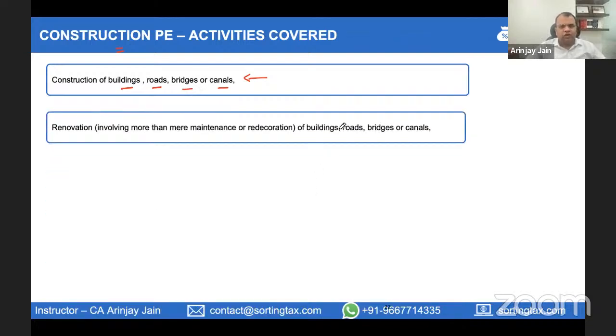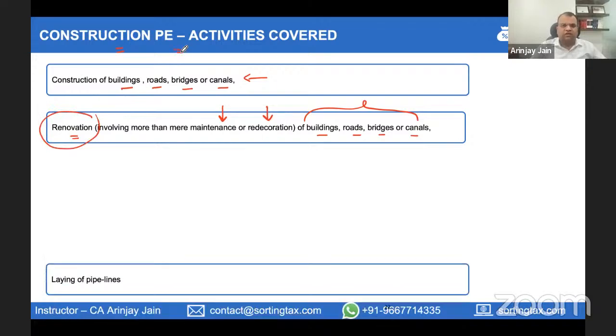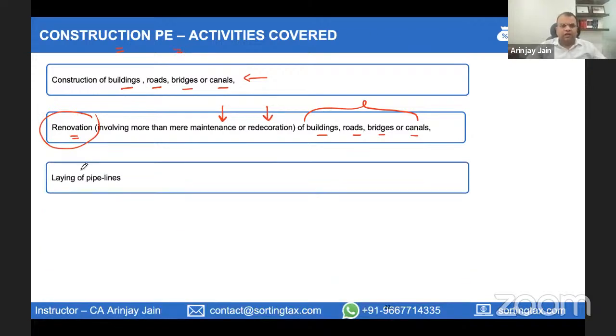The renovation of buildings, roads, bridges, or canals. But the condition in this case is that the renovation should be more than the maintenance or the redecoration of any of these items. If that be the case, even renovation of these plants can get covered as a part of construction PE. The project relating to laying of pipeline in the source state, that also can cause a PE.